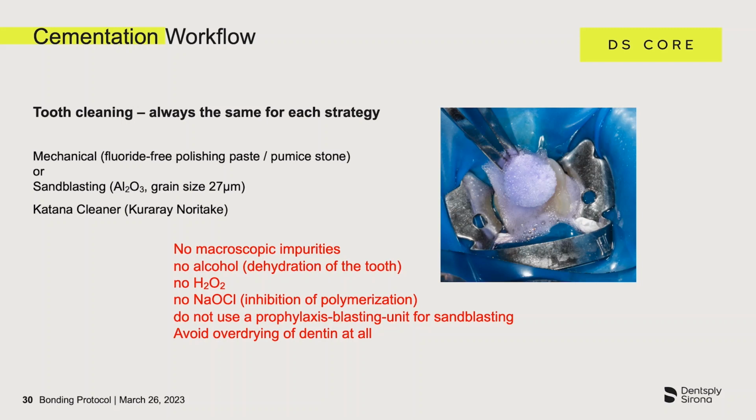The first step is to clean the tooth, and this is always the same, regardless of the material used. When cleaning, care should be taken to use fluoride-free preparations, such as pumice stone or a fluoride-free polishing paste. Cleaning the tooth surface can also be done by sandblasting. Aluminium oxide powder with a grain size of 27 microns is usable for this.